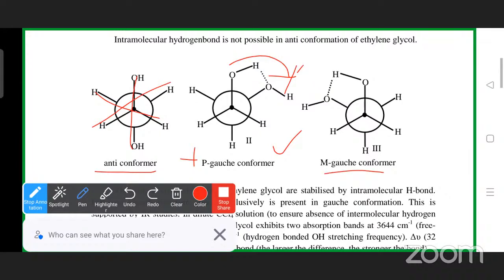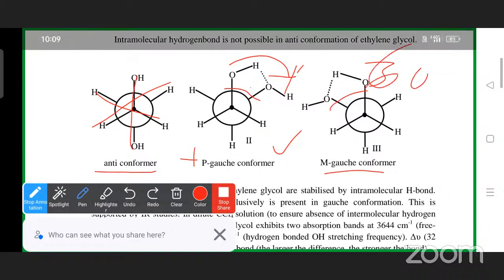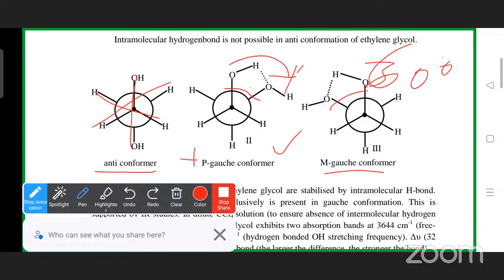So Gauche means when the same groups are adjacent here, right? If the same groups are adjacent, then it is called Gauche conformation. It means a 60 degree separation. The same groups are separated by 60 degrees here. If you see, the angle is 60 degrees separation, right?